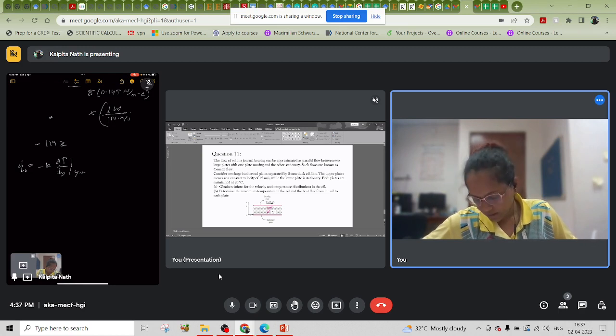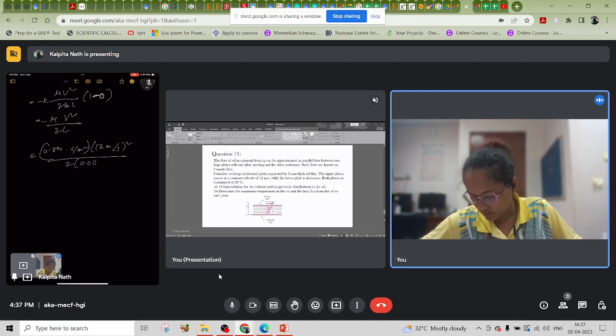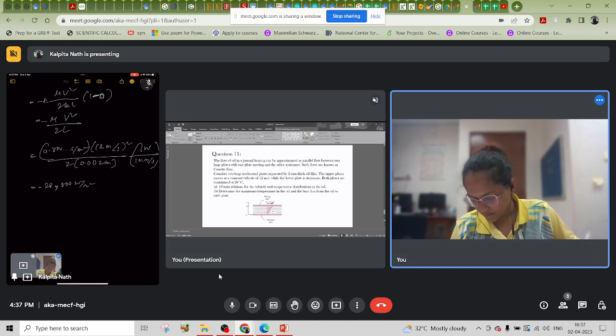v square by 2L. So this is 0.8 Newton second per meter square, 12 meter per second whole square by 2 into 0.002 meter. 1 watt is 1 Newton meter per second. This is 28800 watt per meter square.